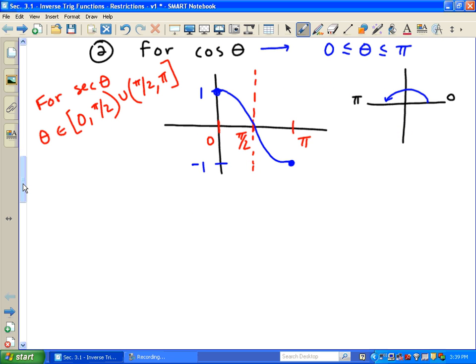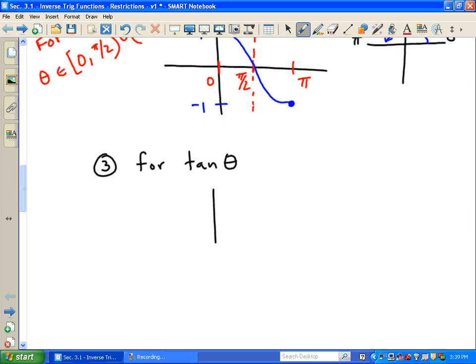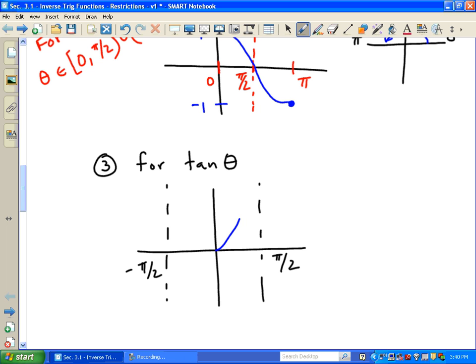There are two others. Number 3, for tangent of theta, this restriction is very straightforward. Okay, we know that for tangent there are asymptotes at the first and last quarter points, negative pi over 2 to pi over 2. The actual graph of tangent looks something like this.